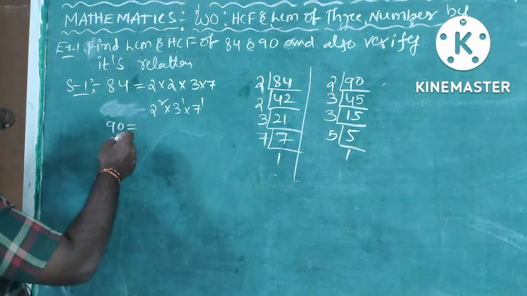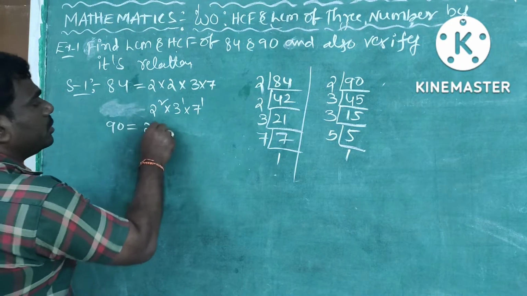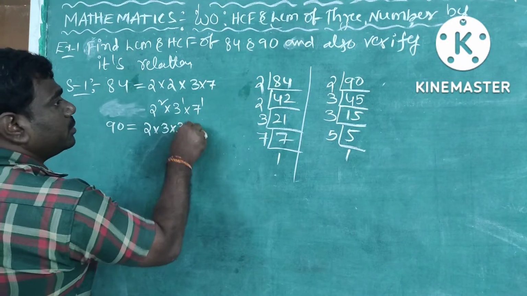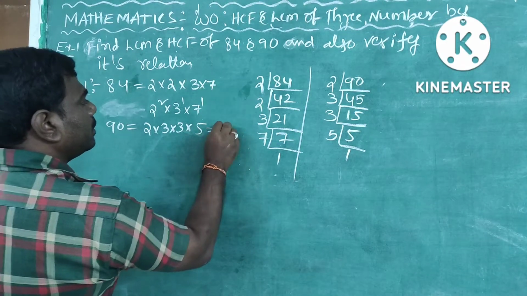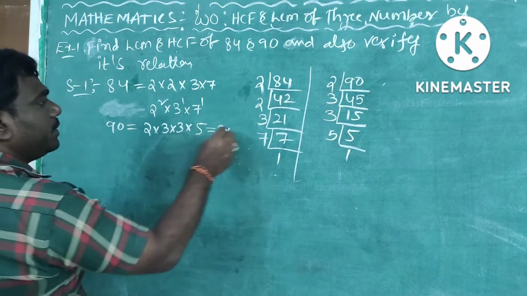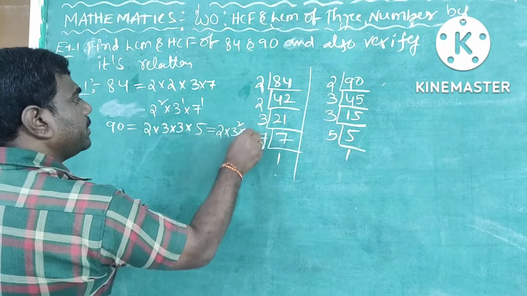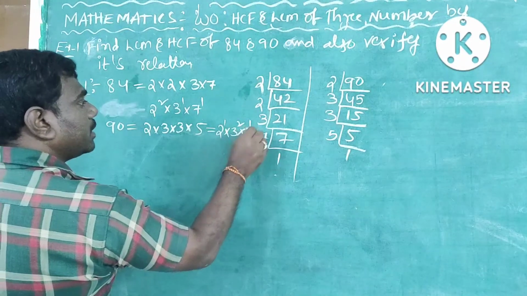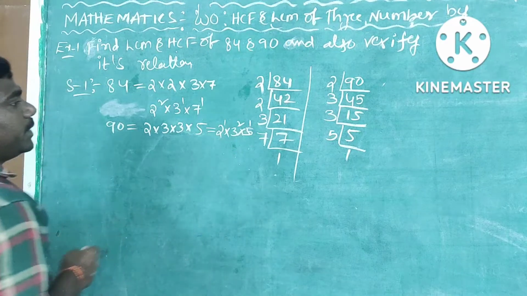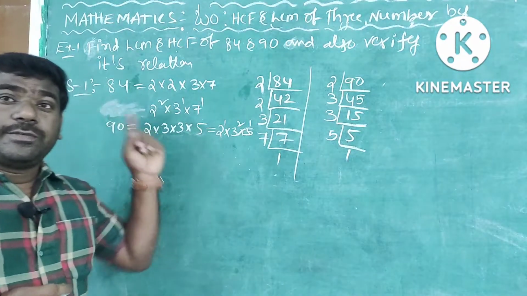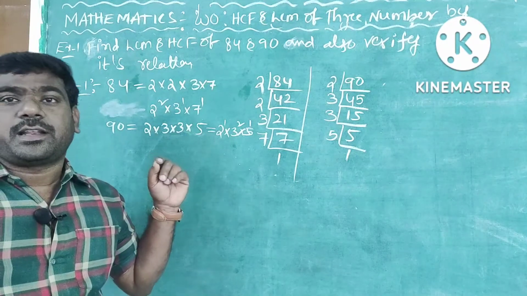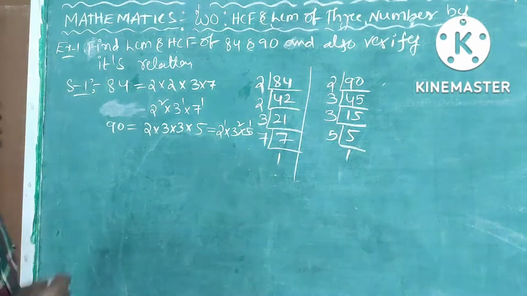So what is the prime factorization of 90? 2 into 3 into 3 into 5. What is the unique factorization here? 2 once, 3 repeating 2 times, which is 3 square, and 5 repeating 1 time. Yes or no? Yes. This is the first step: finding the prime factorization of the given two numbers. Next, the second step.